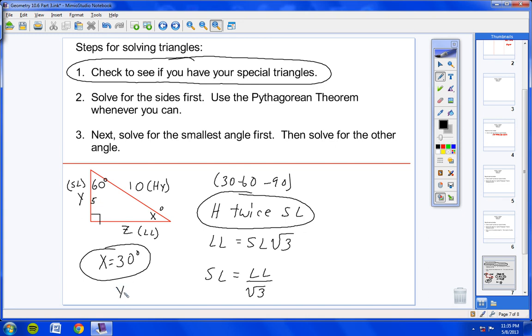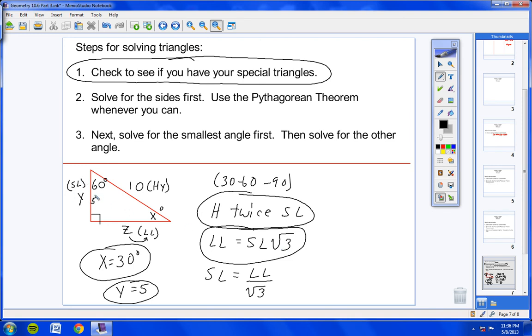So now I can write Y equals 5. Pretty easy. And now we're missing just Z, and Z is the what? Z is the longer leg. How do you find the longer leg? Well, right here. It's the shorter leg times the square root of 3.